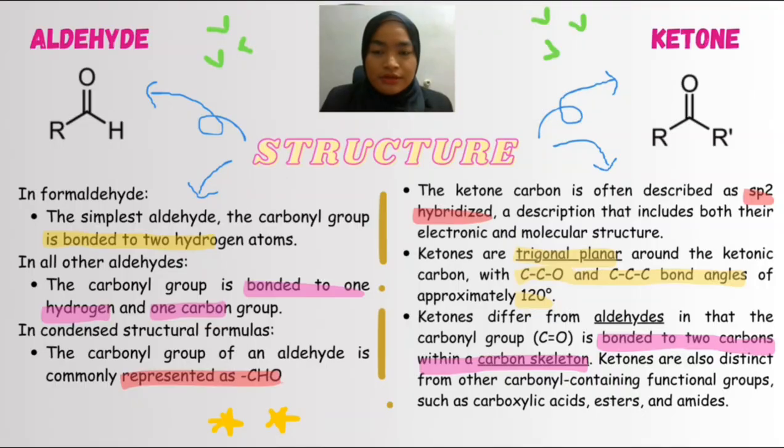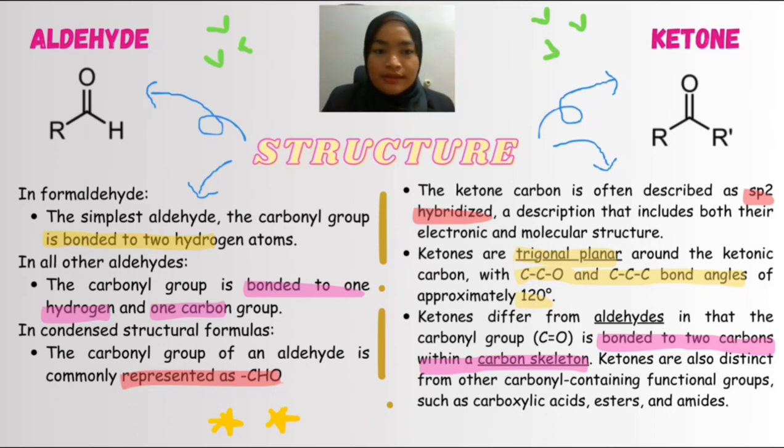I'm going to talk about the structure of aldehyde and ketone. The first one is aldehyde. In formaldehyde, the simplest aldehyde, the carbonyl group is bonded to two hydrogen atoms. In all other aldehydes, the carbonyl group is bonded to one hydrogen and one carbon group. In condensed structural formula, the carbonyl group of an aldehyde is commonly represented as CHO.